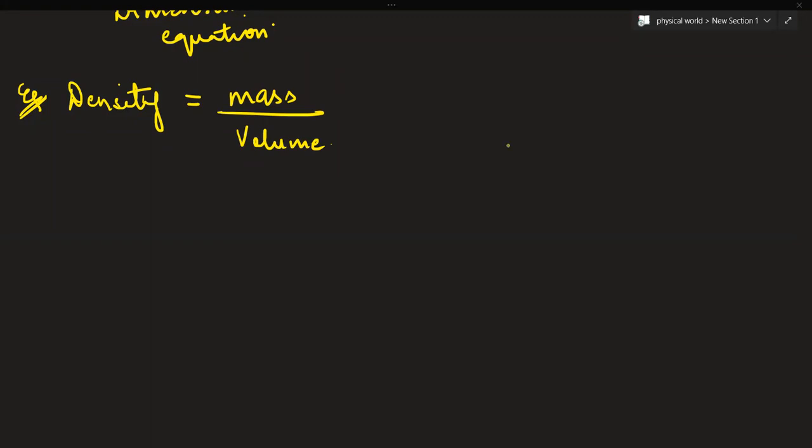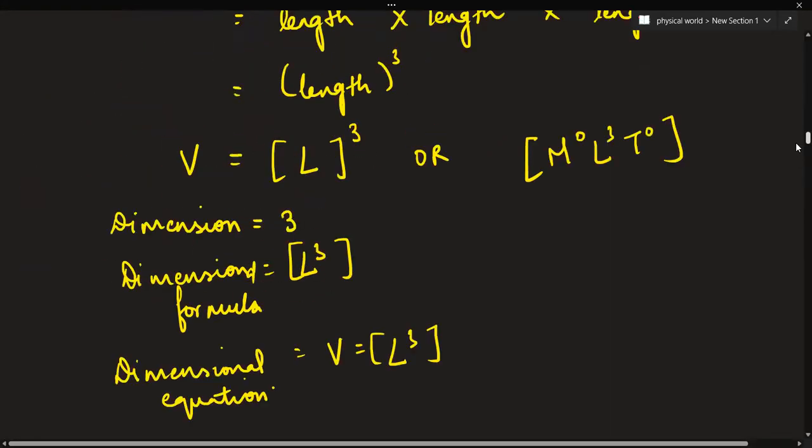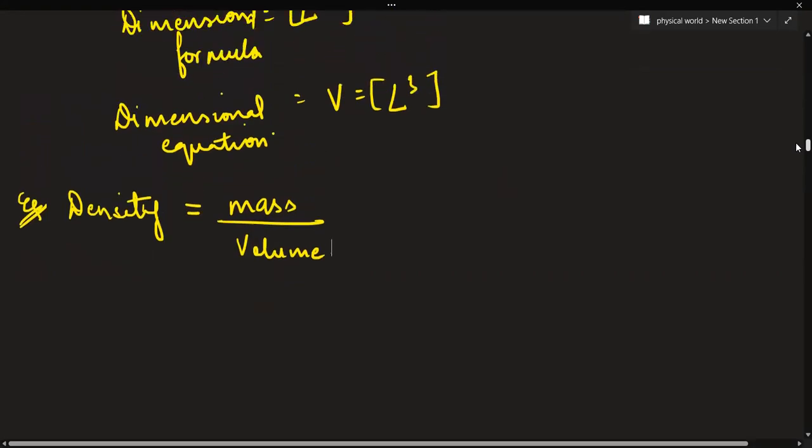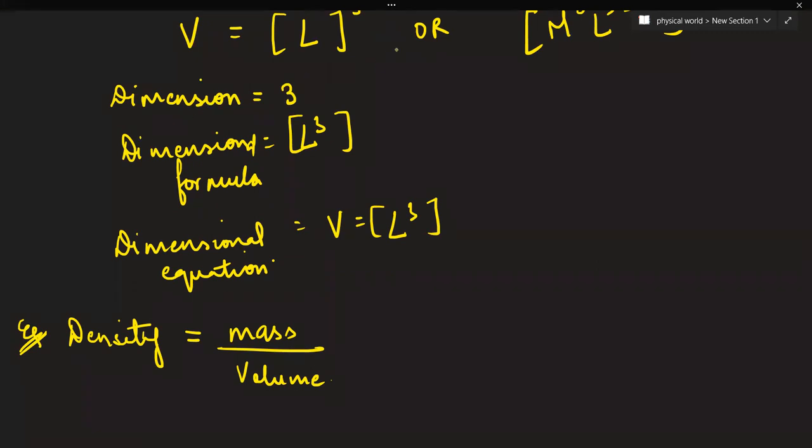Mass is a fundamental quantity. How can volume be expressed? We have just done the example of volume. Mass is already a fundamental quantity. Just see what is the dimension coming, what is the dimensional formula, and what is the dimensional equation. Whoever gets the answer, submit it in the chat box.